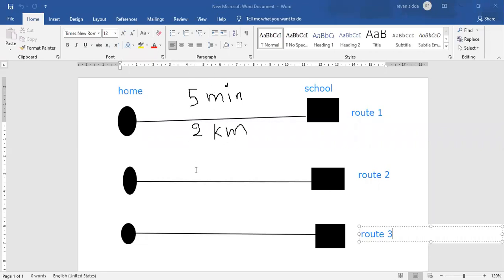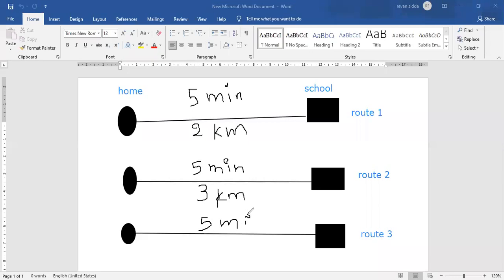Now your brother has taken 5 minutes of time to cover 3 kilometers. This one is the second route. Suppose there are three different ways to reach your school. In the first route, the distance is 2 kilometers. In the second route, the distance is 3 kilometers, and in the third route, the distance is 4 kilometers.